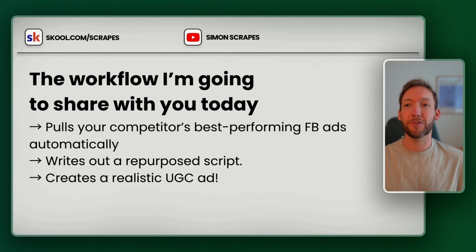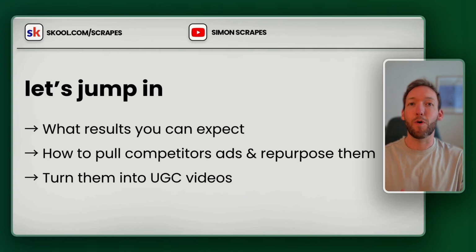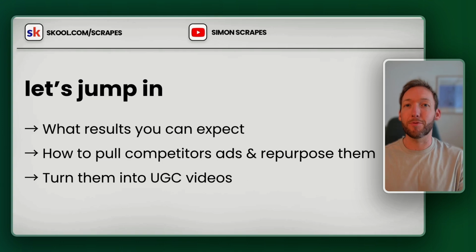But the workflow I'm going to share with you today pulls your competitors' best performing Facebook ads automatically. It writes out a repurposed script and then creates a realistic UGC ad at the end. So let's jump straight in. I'll tell you about what results you can expect and show you. We'll then talk about how to pull competitors' ads and repurpose them. And then finally, we'll show you how to turn that into UGC videos.